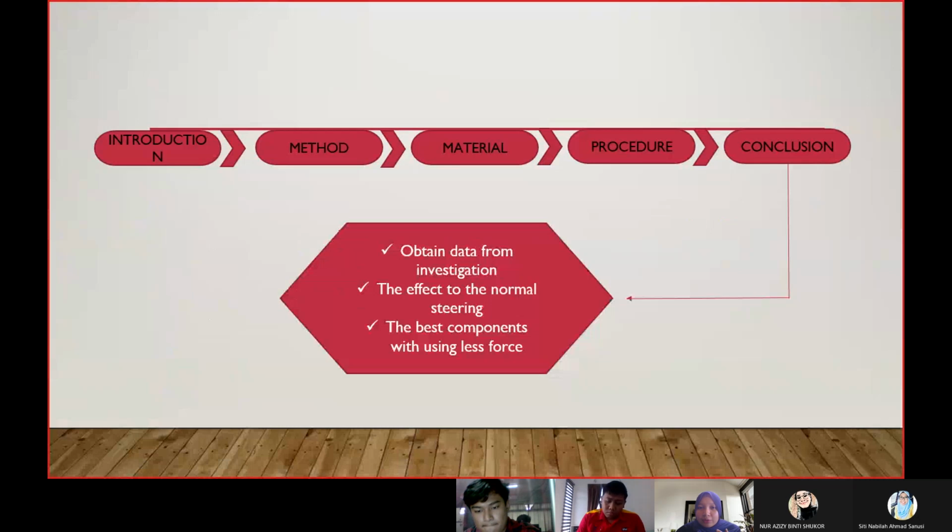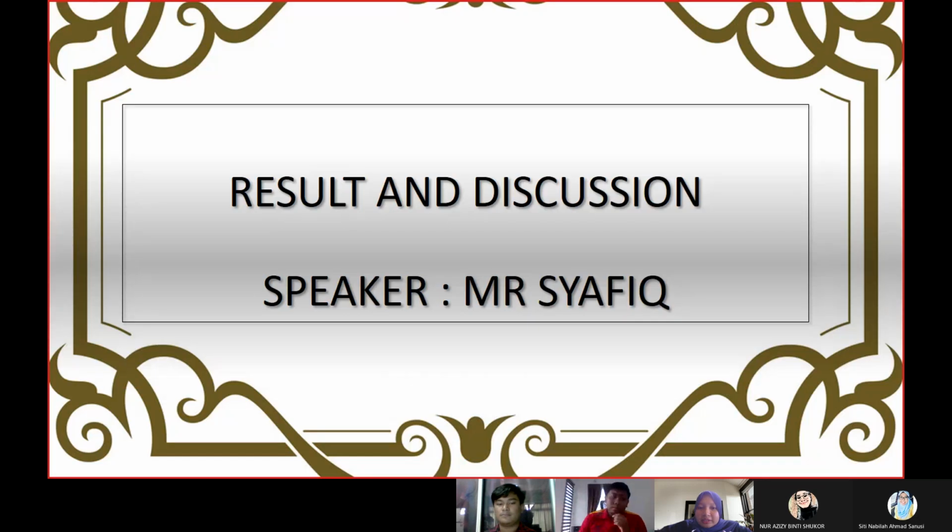So for the conclusion of our experiment or methodology, we could get the data from the investigation. Then we could identify the effect of the different kinds of materials on the normal steering system. And then we also could classify the best component of the three materials, using the least force in the normal steering system. Okay, then next I will pass the presentation to Muhammad Shafiq to explain in more detail about the result and discussion.